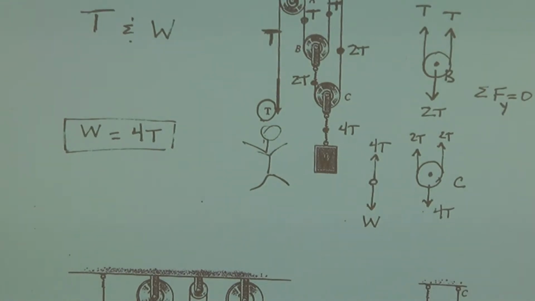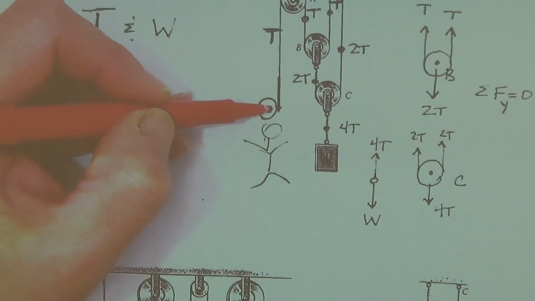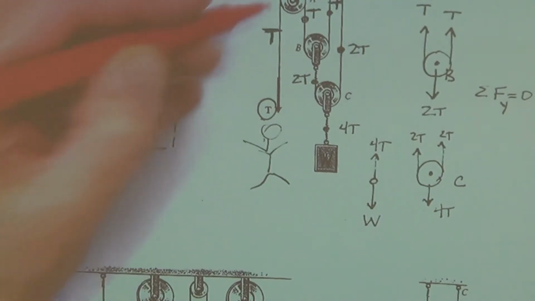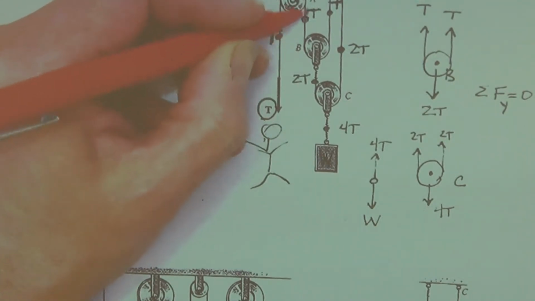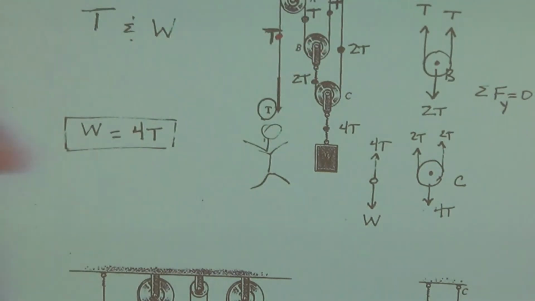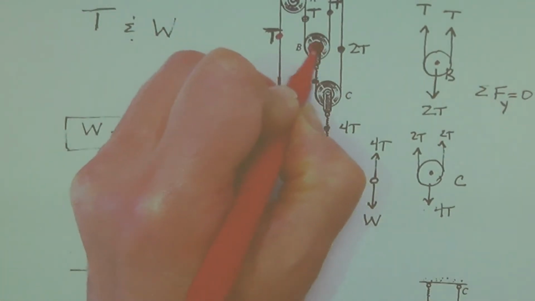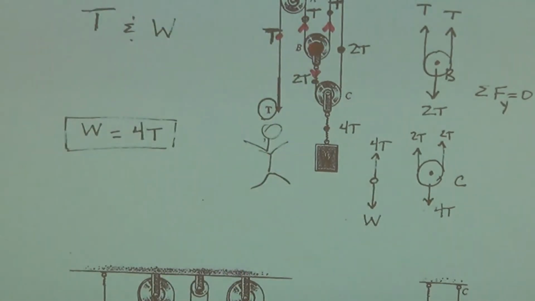So just to review, I'm pulling a load of T through this cable. So that means this cable is experiencing T here, T here, T here. Why? Why is it all T? It's one cable. It's a continuous cable. So that means when I do the free body diagram of B, I have a T going up, a T going up. So this one must be 2T.